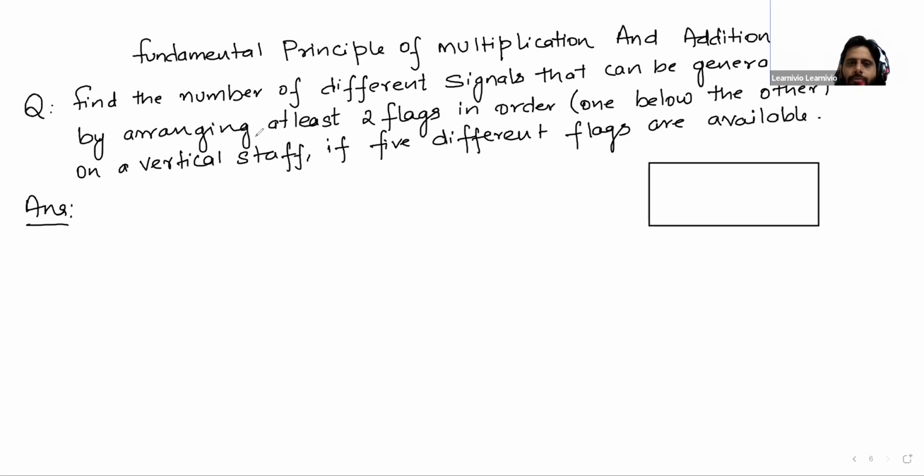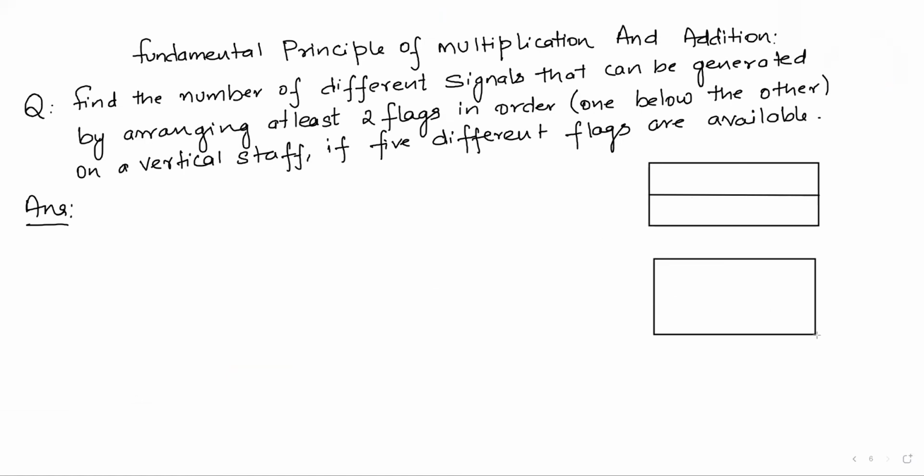The question is, find the number of different signals that can be generated by arranging at least 2 flags in order on a vertical staff if 5 different flags are available. So Krishna, can you tell me how many flags can be used to form a signal? So 5. They're saying by arranging at least 2 flags. Minimum 2 flags you can use, and it's your choice. You can use more than that. Minimum 2 should be there.